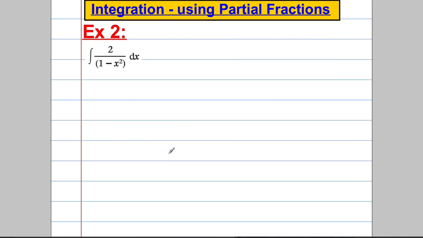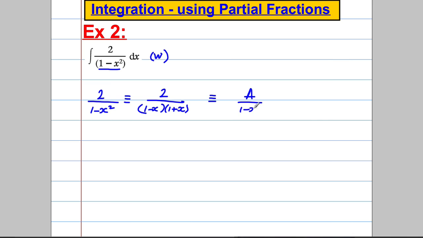Okay, so the next one. This is an algebraic fraction, and what I should spot as some working is that this is a difference of 2 squares. So this 2 over 1 subtract x squared is actually 2 over 1 subtract x, 1 add x, a difference of 2 squares. And I could certainly write this in the form a over 1 subtract x plus b over 1 add x in partial fraction form.